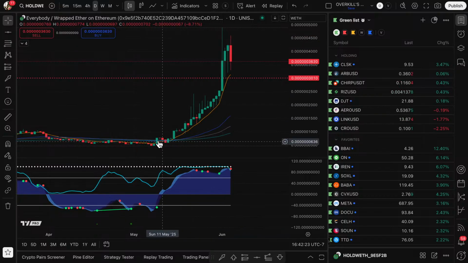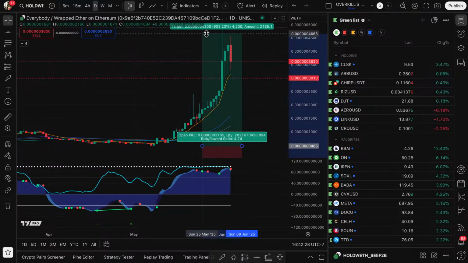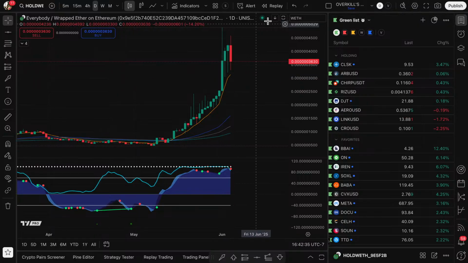Okay, it had a nice move. That's like a 500% move. If you got in down here off this dot, you made 900%. So something up 900%, right? You see this many green candles in a row, you should probably be taking some profits.